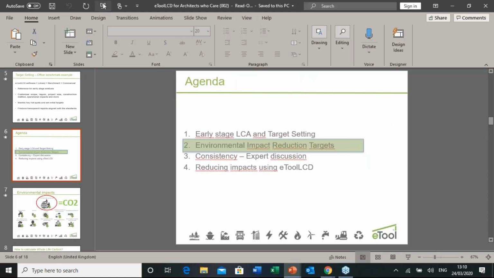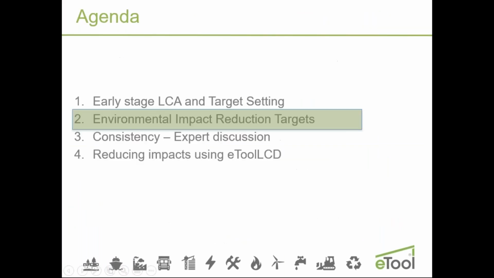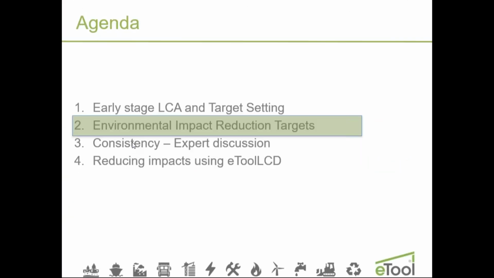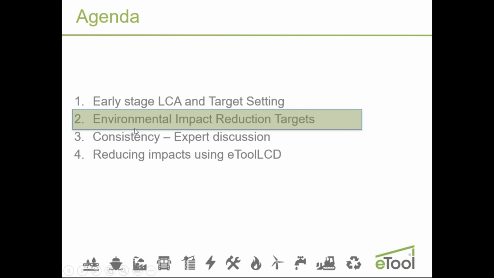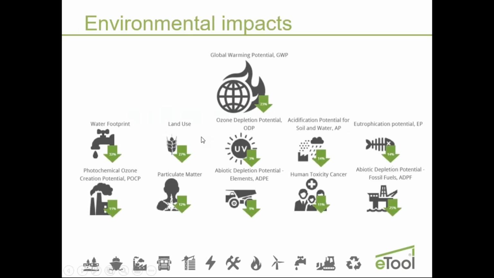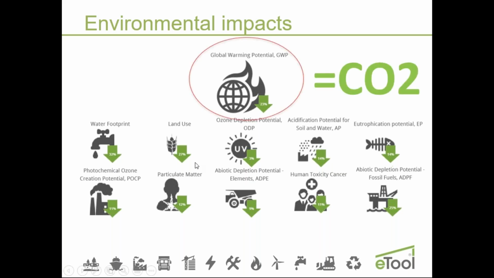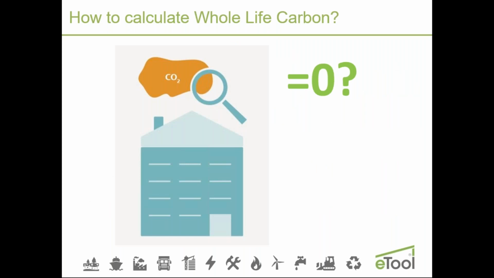So if we go back into the PowerPoint now, we said we'd discuss the environmental impact reduction targets. There's a whole heap of information you can pull from the software, but for this instance, we're just going to be concentrating on the CO2 side of things. But you can look at the water footprint, land use, ozone depletion, loads and loads of information you can pull from the software at an early stage as well.